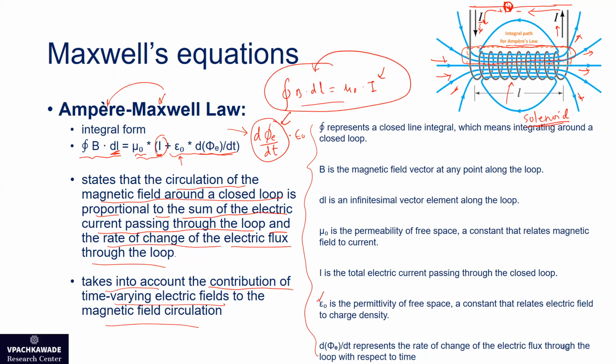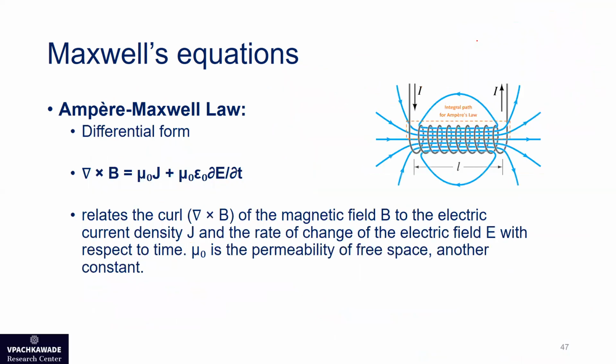So the new parameters are here. Epsilon naught is the permittivity of free space, basically a constant relating the electric field to the charge density, and the rate of change of electric flux d phi over dt represents the rate of change of electric flux through the loop with respect to time, this loop that we are talking about. Okay, so in this final slide, we have understood the fourth and final equation, that is Ampere's Maxwell law, and we have seen its integral form.